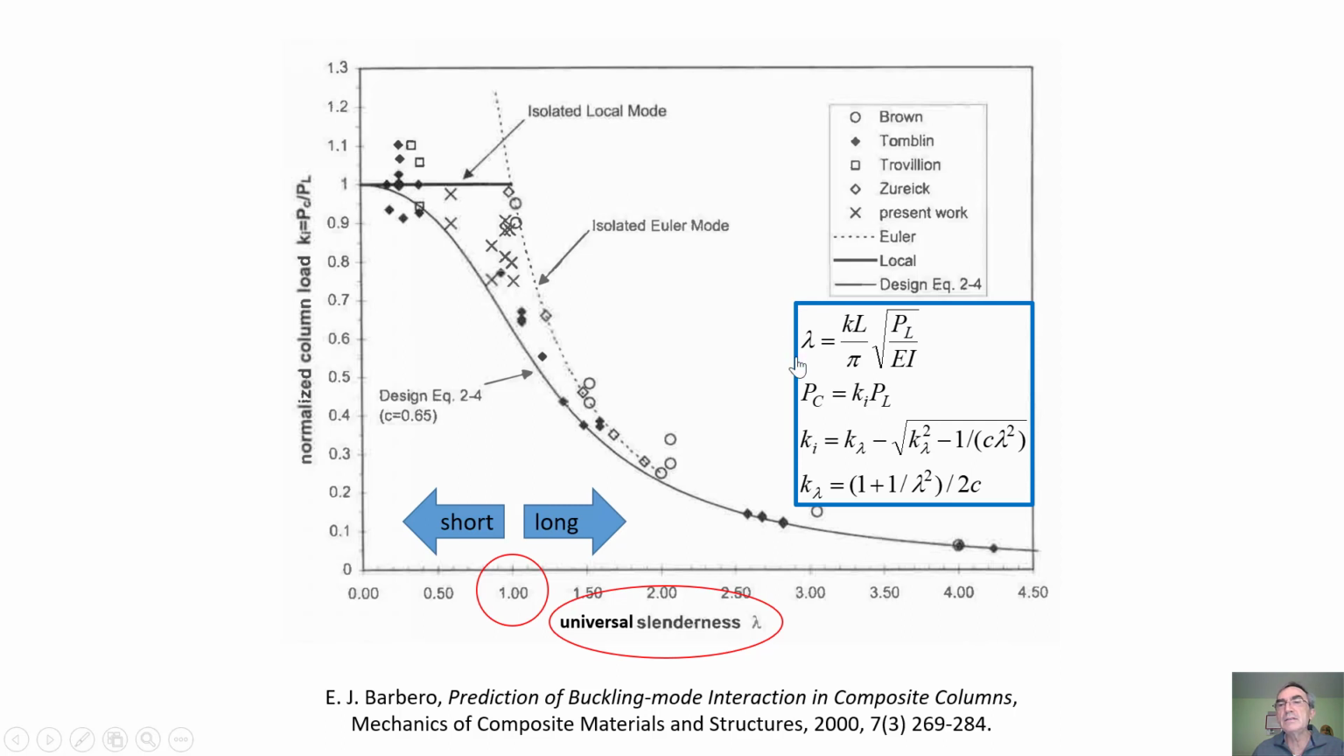All right, so that is how to calculate the universal slenderness. And then the actual column buckling load that you can expect is K sub I times PL. Now we have to calculate this K sub I. Okay, K sub I is K sub lambda. Oh my gosh, he introduced another K. But let's see what K sub lambda is. K sub lambda is 1 plus 1 over lambda squared. No problem, we have lambda.